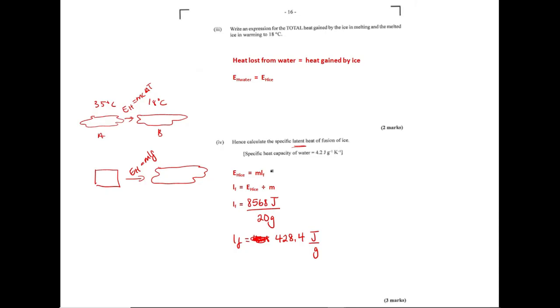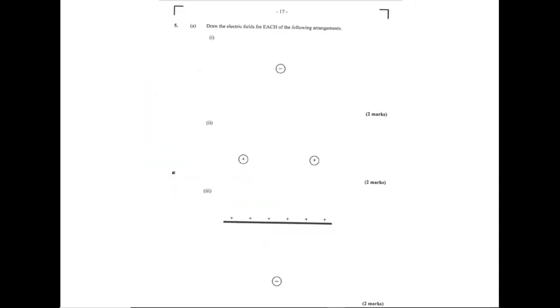Okay, this is the latent heat right here. Just remember that latent heat has the same temperature, so the latent heat they're talking about is just between when the ice was changing from ice to icy water, and so there'll be no change in temperature at that point. Okay, so that's the point we're looking for right there. Okay, so now we're on to question 5.